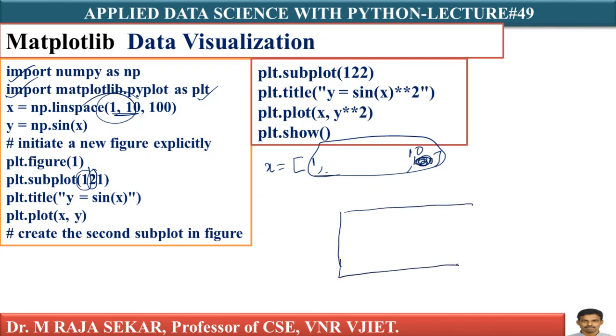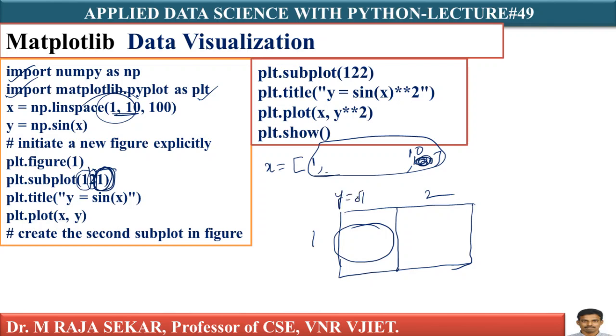How many columns are there? Two columns. This is the first column, this is the second column, and this is the first row. So, one row, two columns. This one indicates figure 1. This is the place to keep figure 1. What is in figure 1? plt.title('y = sin x').